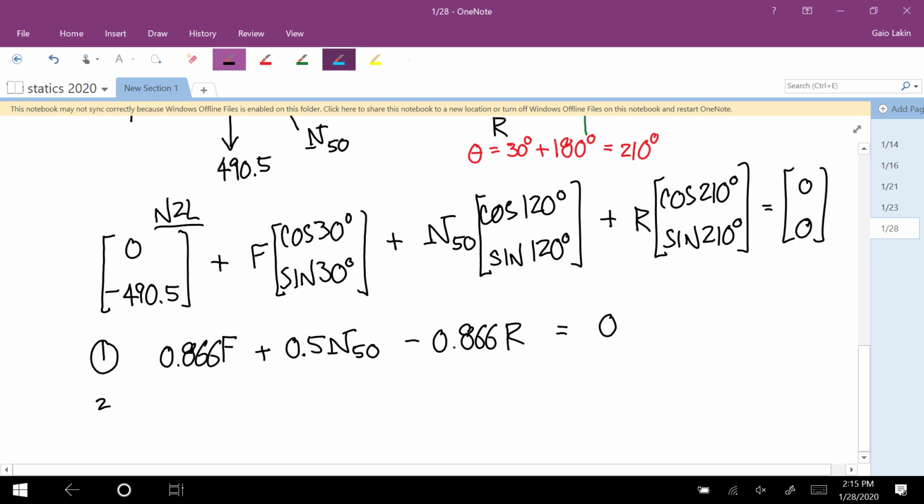And the second one says, so instead of having negative 490.5 on this side, I'm going to make it positive 490.5 on the other side, just to set it up for the equation. So we have 0.5 F plus 0.866 N50 plus, that's going to be a minus 0.5 R is equal to positive 490.5.